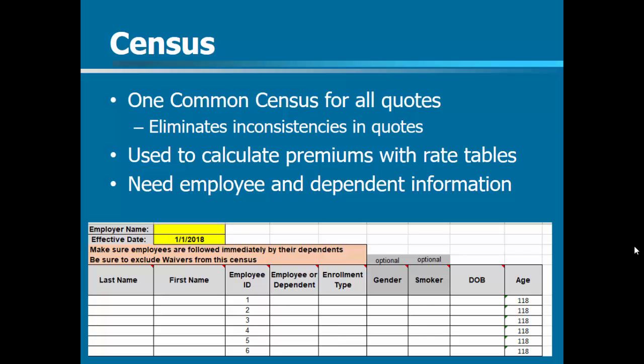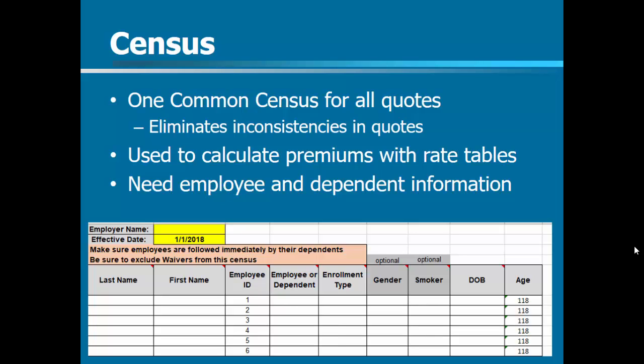those inconsistencies. So the key is we're going to use this census and pair that up with the rate tables from the various carriers and the plans we want to quote to calculate employee and dependent premiums for each plan. So in order to gather that, we obviously are going to need both employee and dependent information. And you can see below the format that we capture that census information.